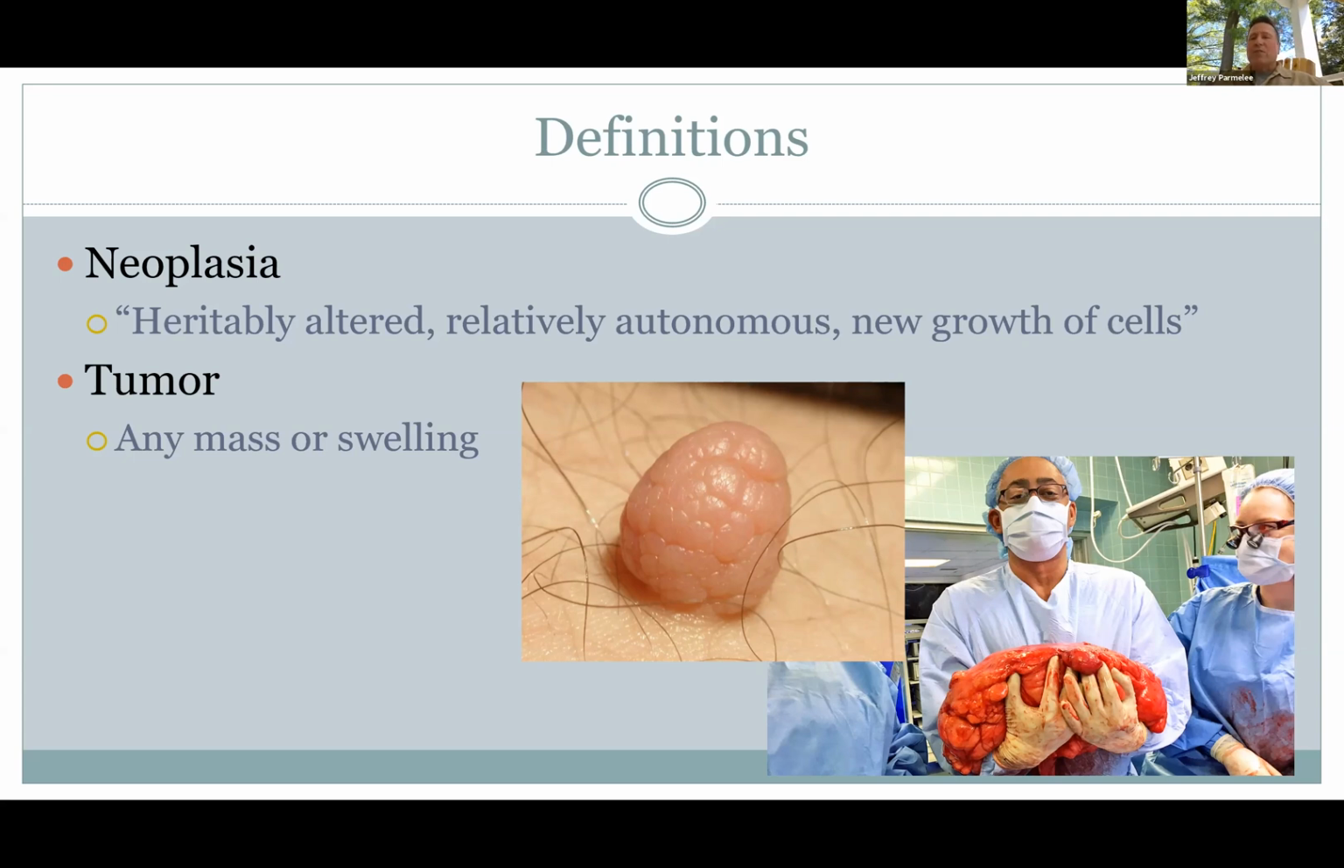A tumor is a general term. It doesn't have to be cancerous at all. I show a couple of examples here. Some ovarian ones can get to be pounds, huge, and not even be noticed in some patients.